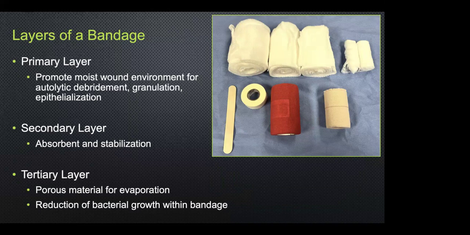The secondary layer is your absorbent and stabilization. So that's typically going to be your cast padding, your cling, if you need to put a splint on or a cast. And then your tertiary layer is your porous material, and that's your vet wrap for evaporation. And it also helps reduce bacterial growth within the bandages. It doesn't trap all that moisture and bacteria in.